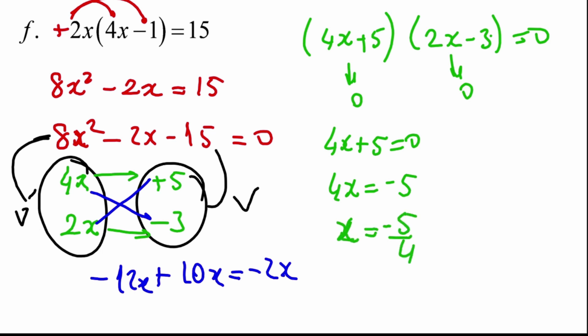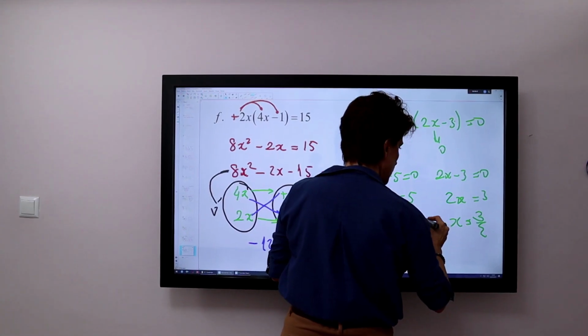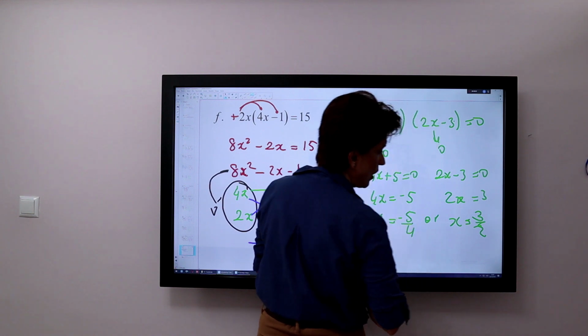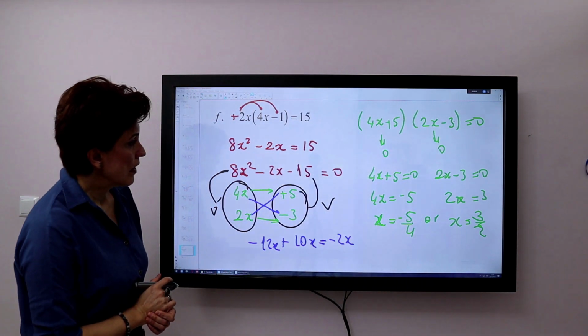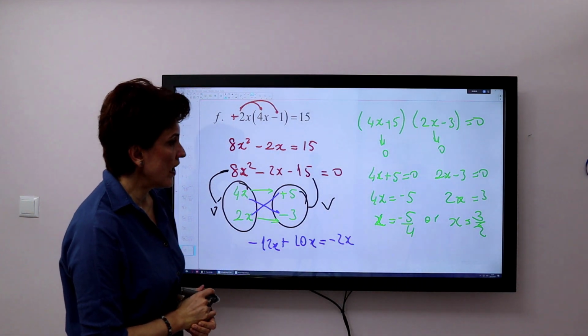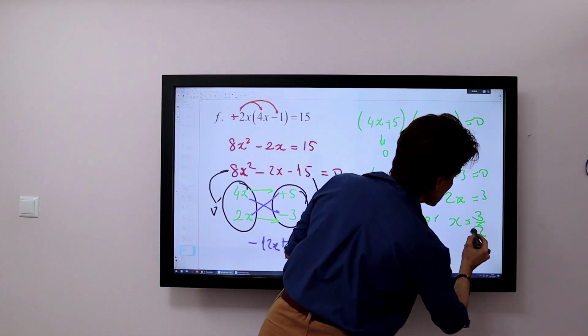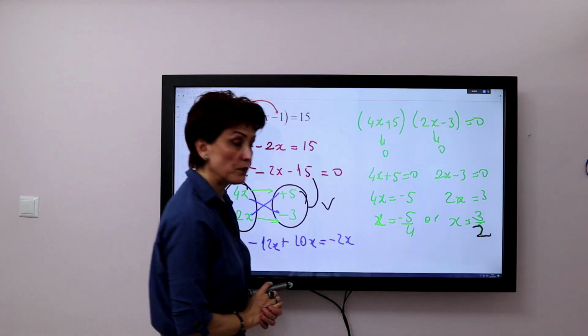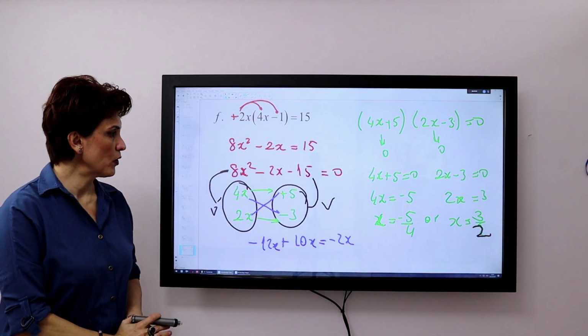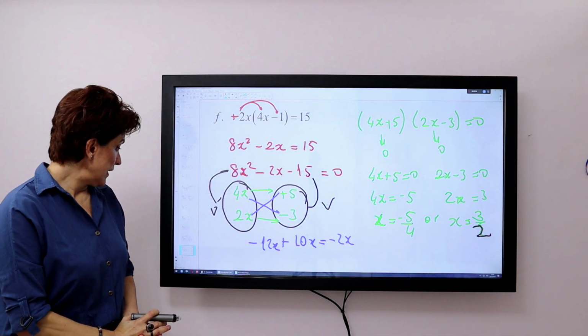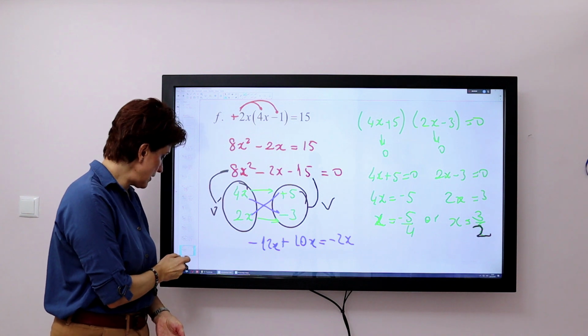Got it? Here, 2x negative 3 is 0. 2x is 3. If we divide both sides by 2, x is 3 over 2. So our solution is negative 5 over 4 and 3 over 2. Right now, it's okay. Got it? I hope you understood. We came to the end of our lesson.